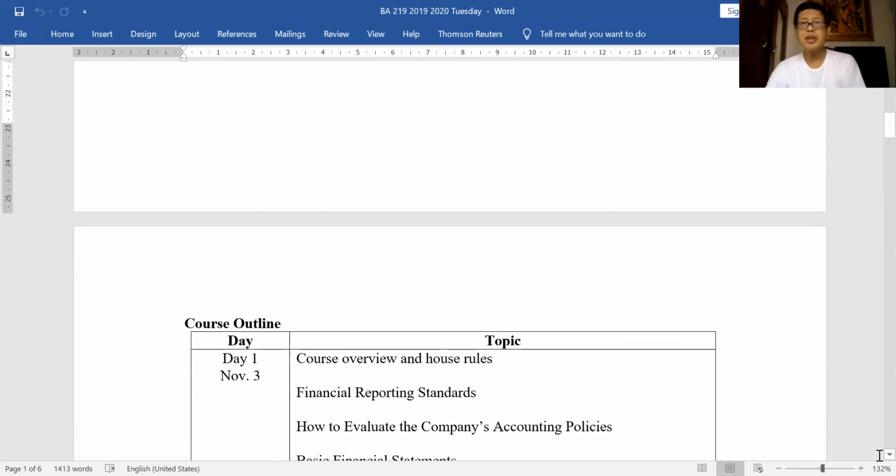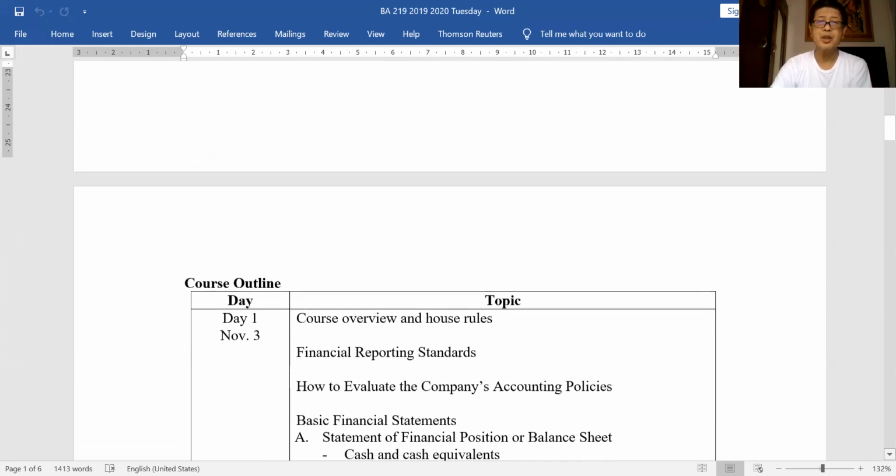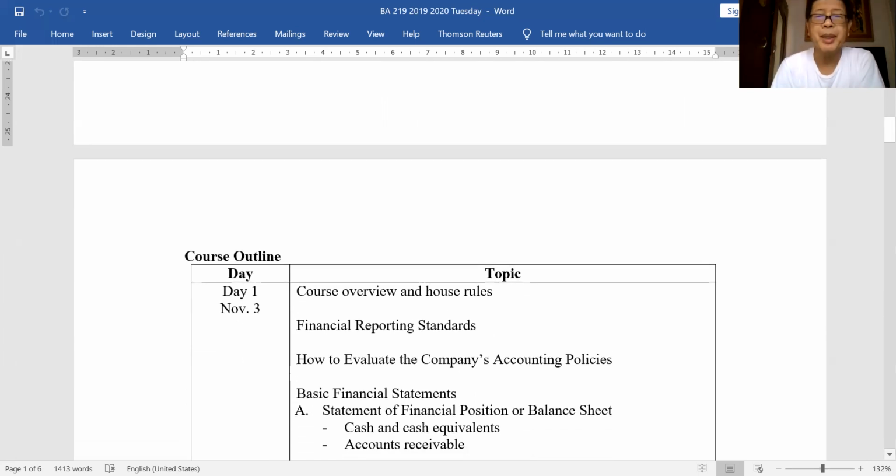So let me go through the course outline. As I said, this course outline is for my Tuesday class, but for day 1, which is November 3, and that is today, for my Wednesday class, you just add one day, so it's November 4. Just to make sure we understand each other as far as the dates are concerned.